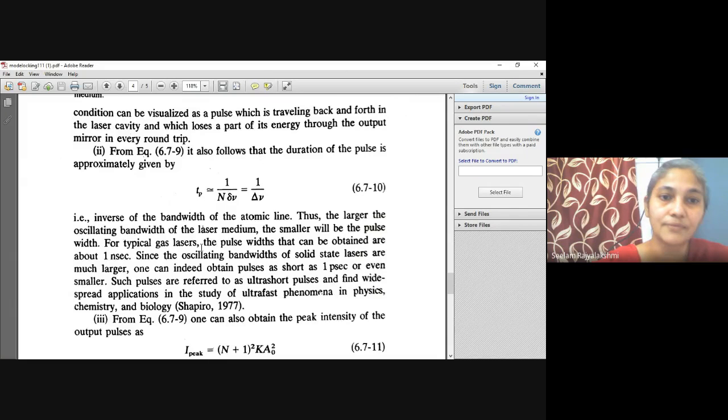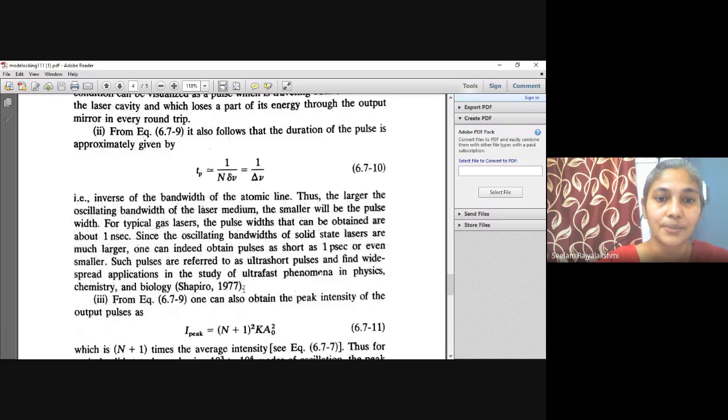For typical gas lasers, the pulse width obtained is about 1 nanosecond. Since the oscillating bandwidths of solid state lasers are much larger, one can indeed obtain pulses as short as 1 picosecond or even smaller. Such pulses are referred to as ultra short pulses and find widespread applications in the study of ultra fast phenomena in physics, chemistry and biology. This was done by Shapiro in 1977.